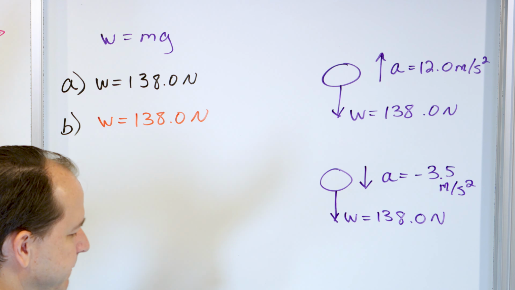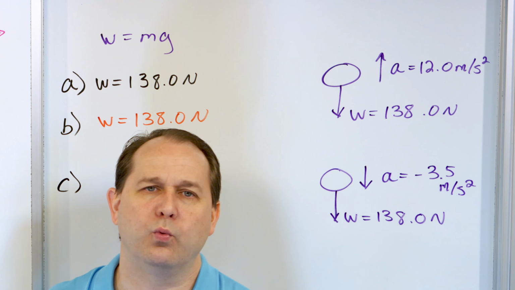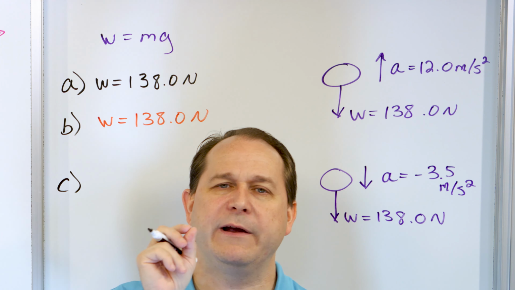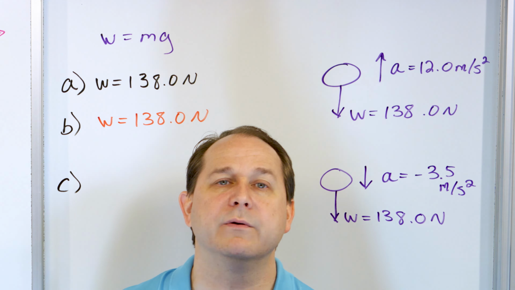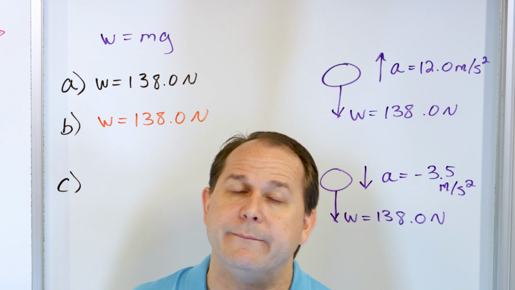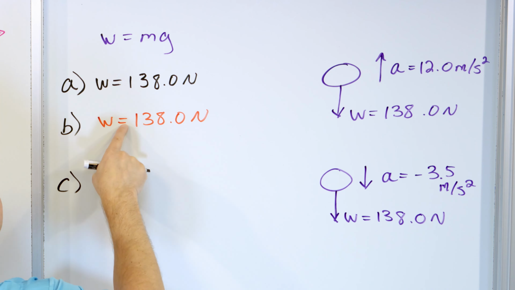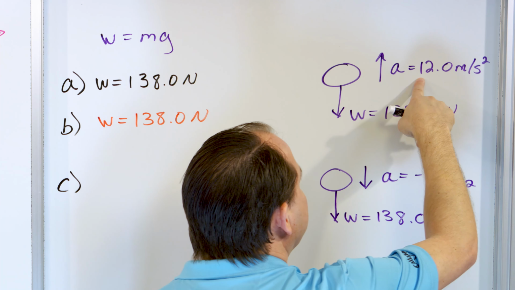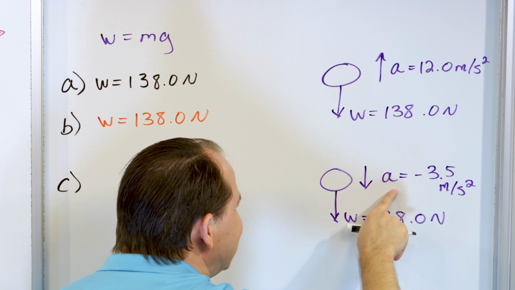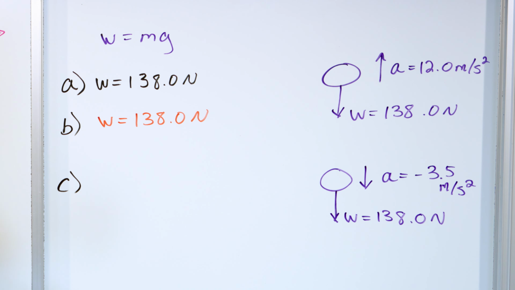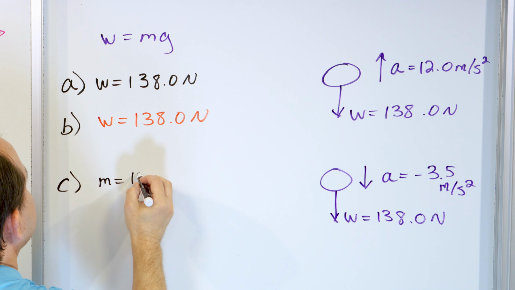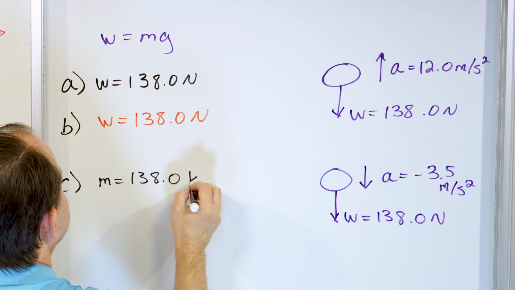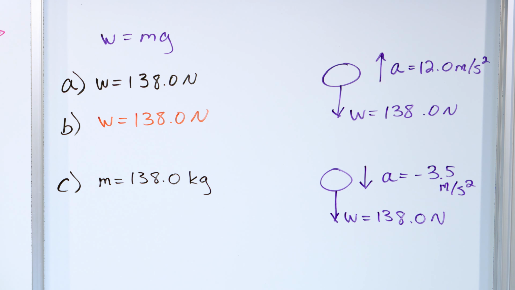All right, now let's change it up. Part C. How much would the rock weigh in situations A and B if it had a mass of 138.0 kilograms? So what we're basically trying to say is in these two situations, in other words, where the rock is going up at 12 meters per second and falling down at 3.5 meters per second squared, instead of this being the weight, what if instead I just tell you the mass is 138 kilograms? What would its weight be there?